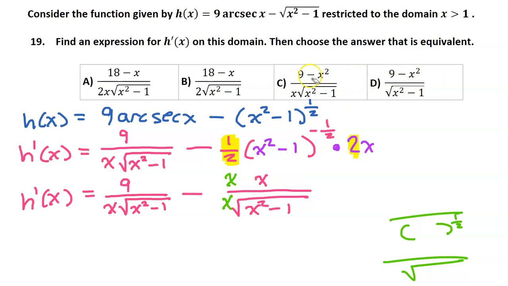So right away I see the 9 minus x squared in choice C and D. So which one has x radical x squared minus 1? Well, that's option C. So option C is the answer.